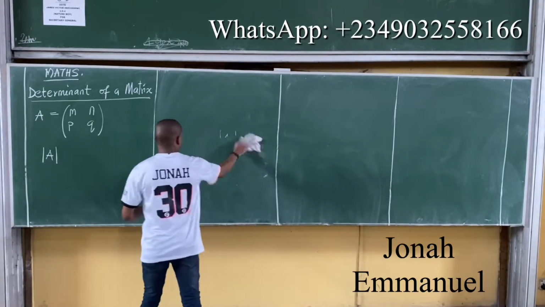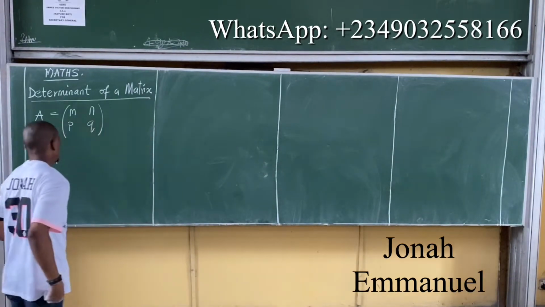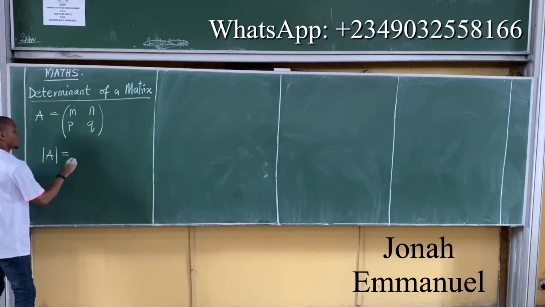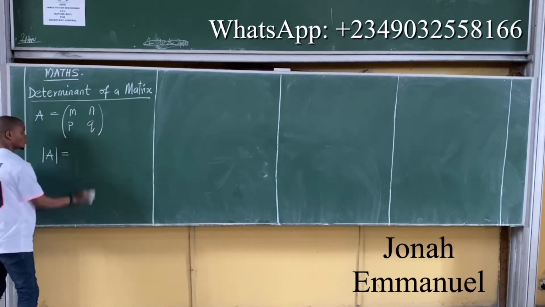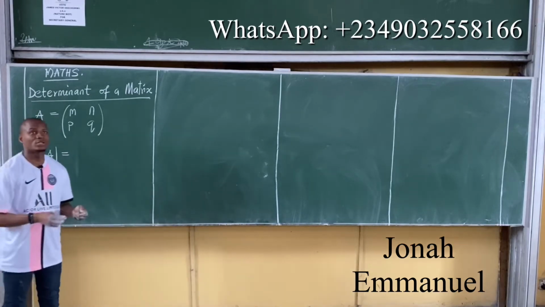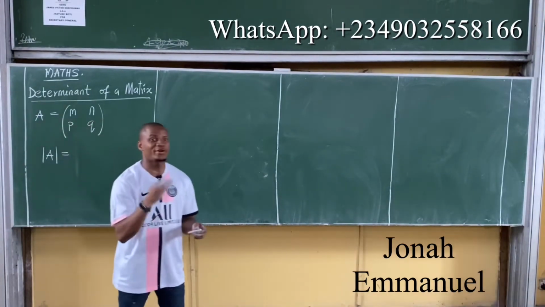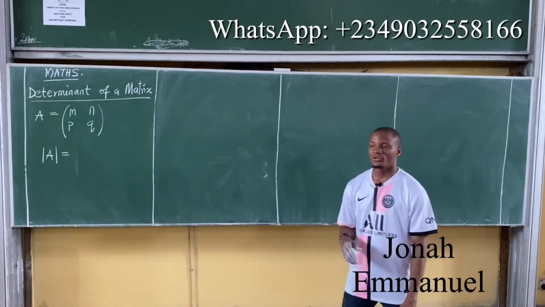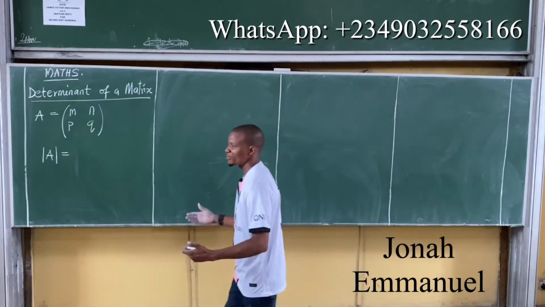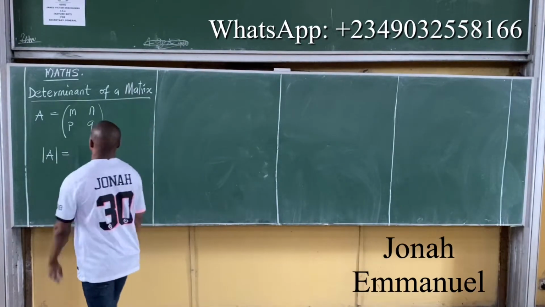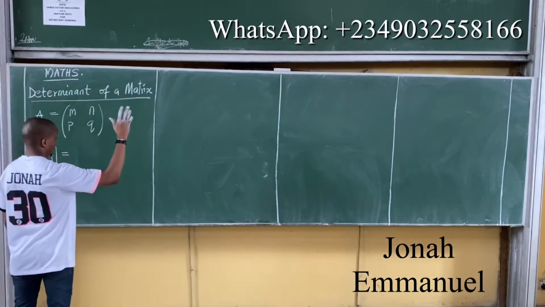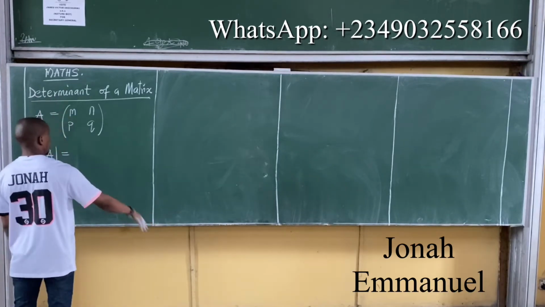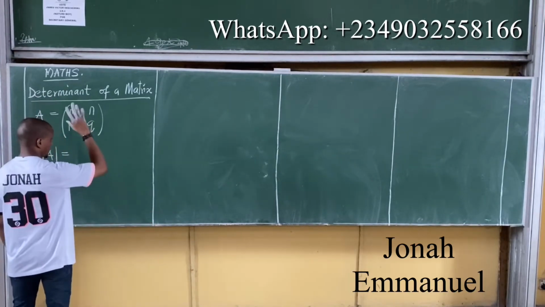Okay? We've said that. Let's open this thing. So how do I get the determinant of a square matrix? Let's start with 2x2. 2x2 is very simple. There's something called your principal diagonal. What's a principal diagonal? If I look at this matrix here, if I slant this way, the right hand slanting of the matrix is called the principal diagonal.